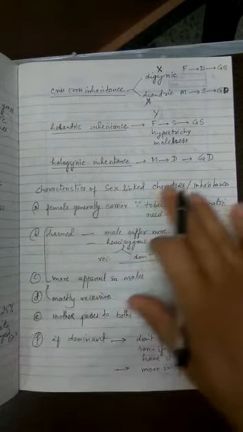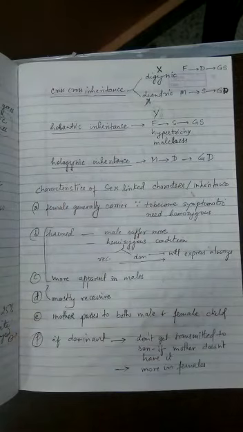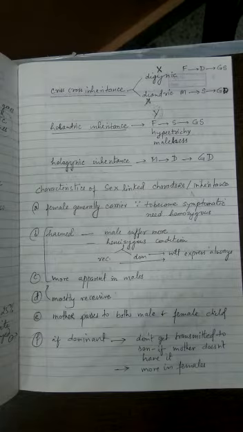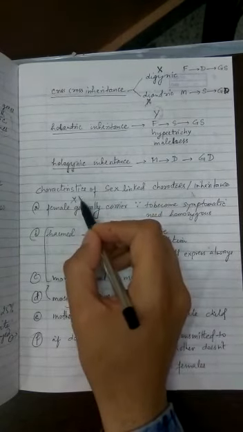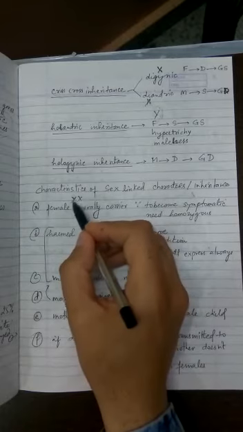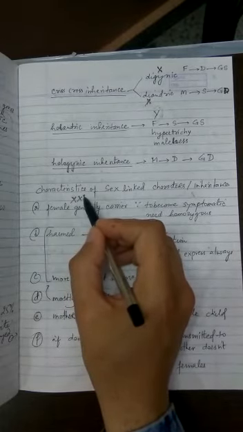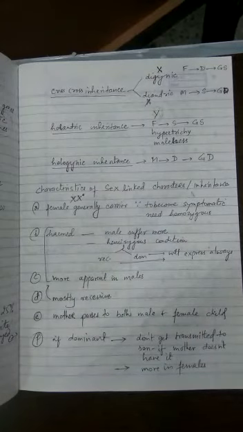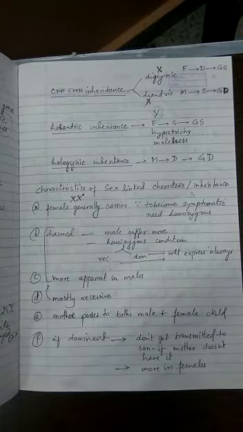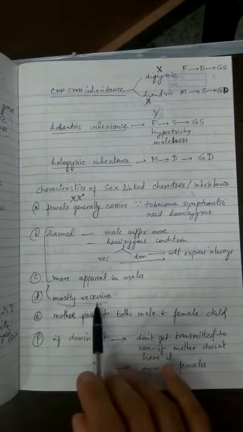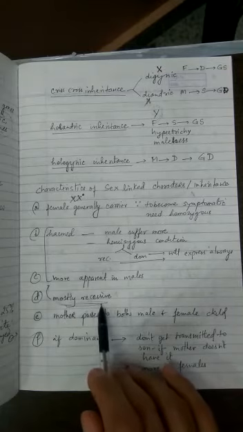Now, what are the characteristics of the sex-linked characters or inheritance? So when we talk about sex-linked characters or inheritance of such characters, first point is females are generally the carriers. What are carriers now? Carriers are those which are, like when I write something like this, one chromosome is normal and the other chromosome is abnormal. So now in this case the female, because maximum of the sex-linked characters are recessive.